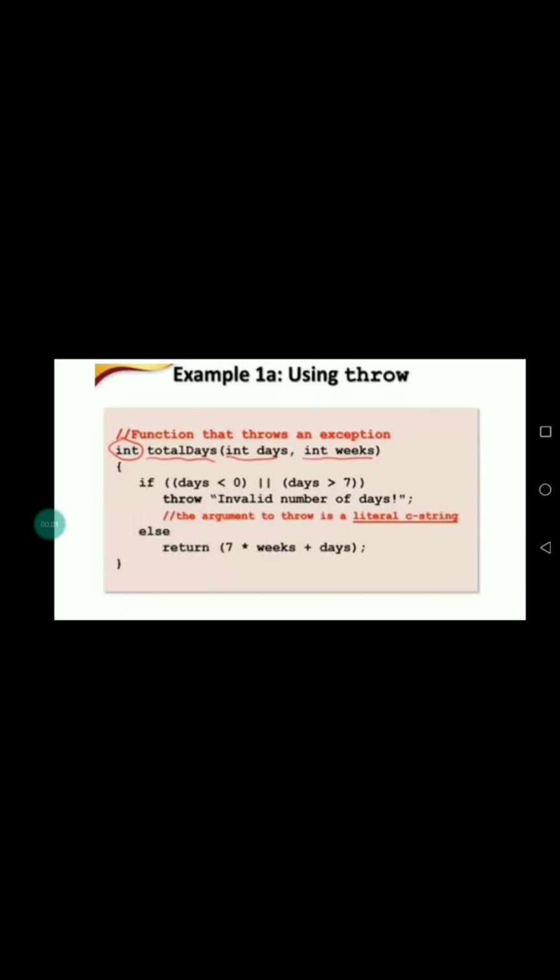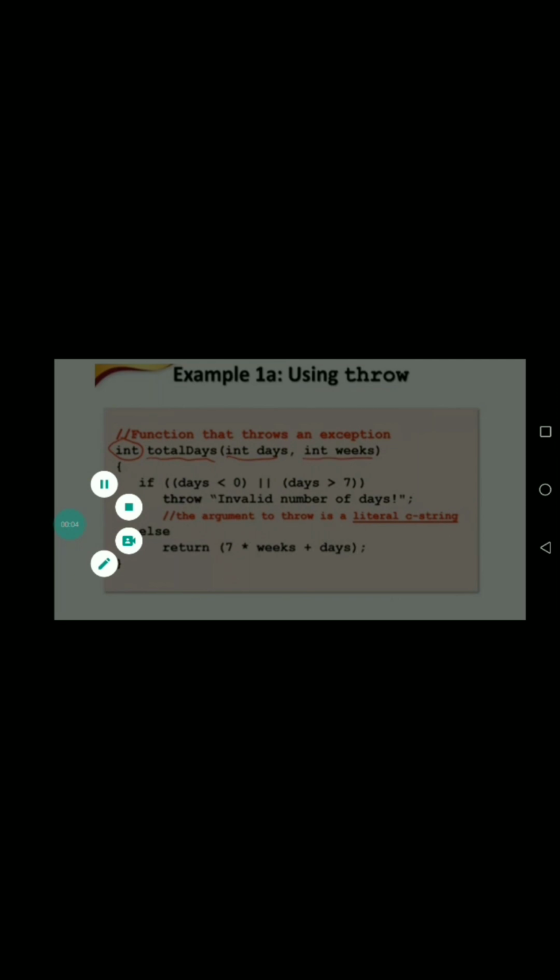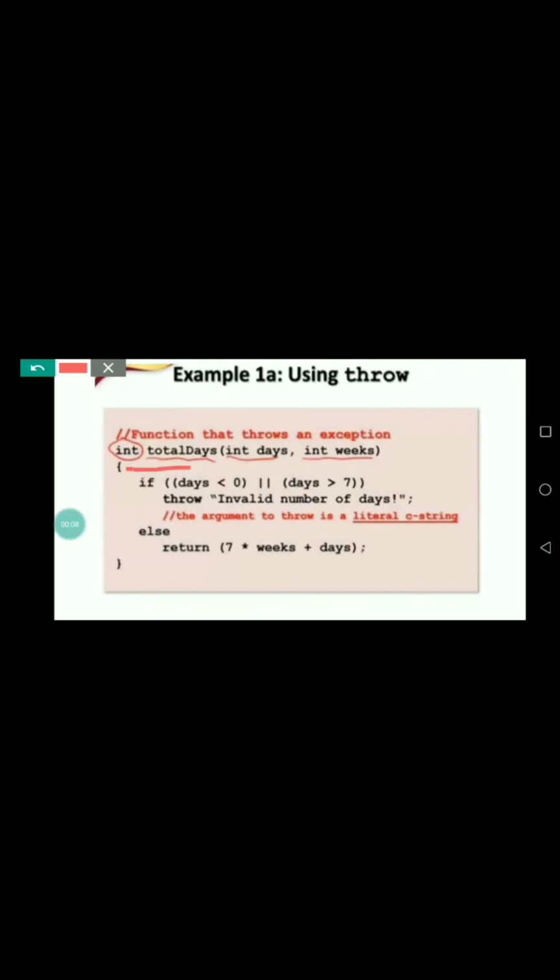Example number 1 using throw. This line defines a function named totalDays that takes two integer parameters, days and weeks. The return type of the function is int, which means it is expected to return an integer value.